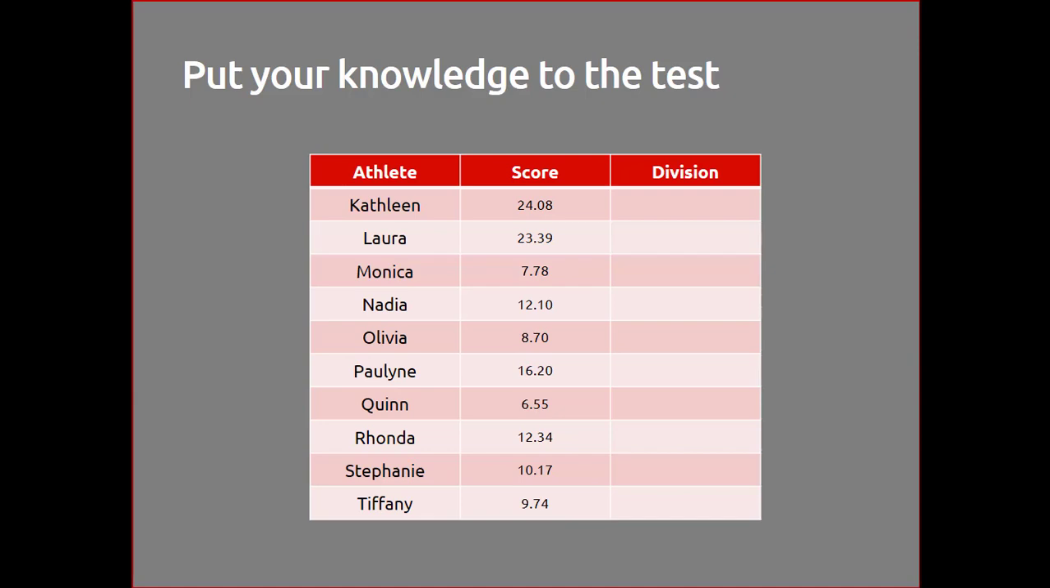Number 1. Which athlete ended up in Division F1? Was it Stephanie or Olivia? The answer is Stephanie. Question number 2. Which athlete ended up in Division F2? Was it Pauline or Quinn?